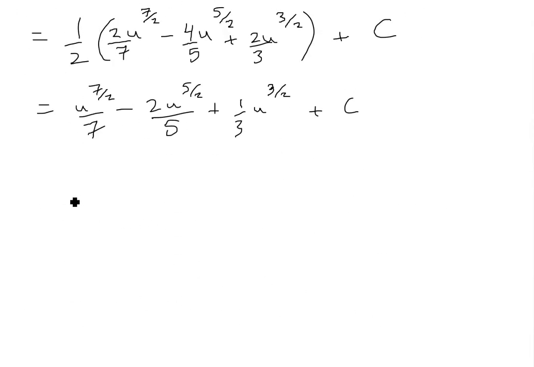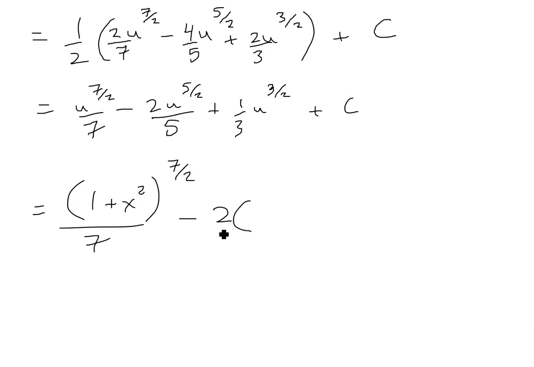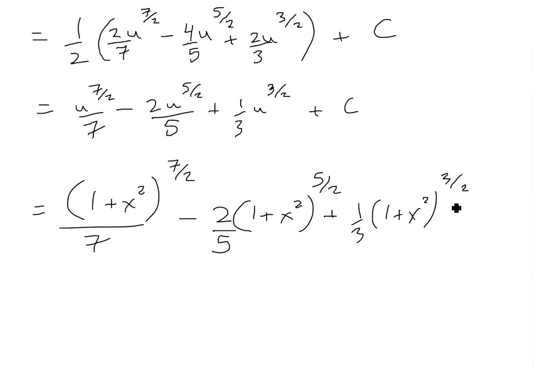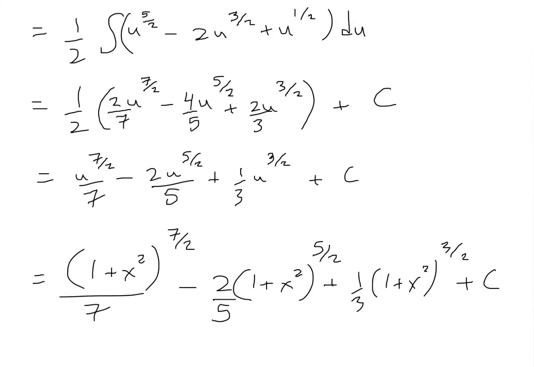So now we can plug back our 1 plus x squared in for u, and we'll get our final answer. That's going to be 1 plus x squared to the 7 over 2, divided by 7, and then minus 2 divided by 5, 1 plus x squared to the 5 over 2, and then plus 1 over 3, 1 plus x squared to the 3 over 2, and then the last one just plus c, which is any constant number. And there is our integral right here.